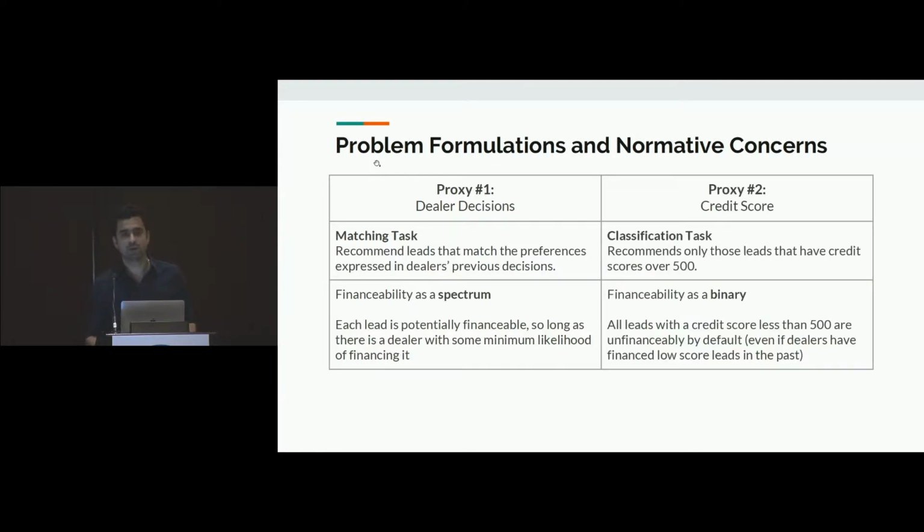On the other hand, the proxy of the credit score threshold. In this classification task, the goal is to separate the above 500 leads from the below 500 leads. Here, financeability operates as a binary variable, yes or no.